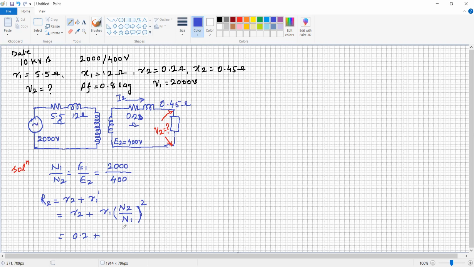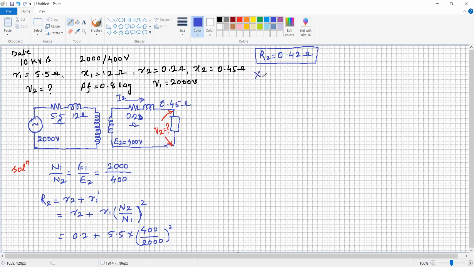0.2 plus resistance is 5.5 into (400 divided by 2000) bracket square. And therefore the equivalent resistance R2 referred to the secondary side is 0.42 ohm. See here, the value of resistance referred to the low voltage side will be smaller as compared to the resistance on the primary side. This is the total resistance.